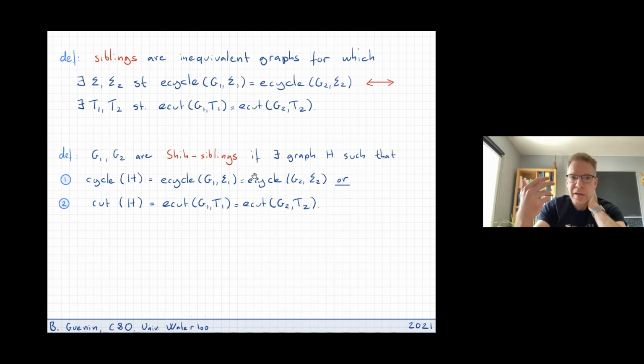All right, so let me just summarize where we are. We have this notion of siblings. This is just a pair of graphs for which I can find signatures so that we have the same even cycles, and equivalently, I can find a pair of terminals so that I have the same even cut. And a well understood class of siblings are the ones which are explained by Shih's theorem. So I'm going to essentially exclude those. I'll assume that they are part of my basic class.